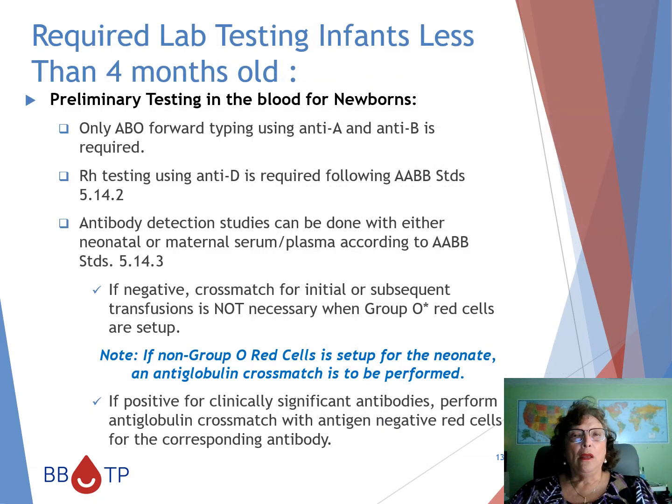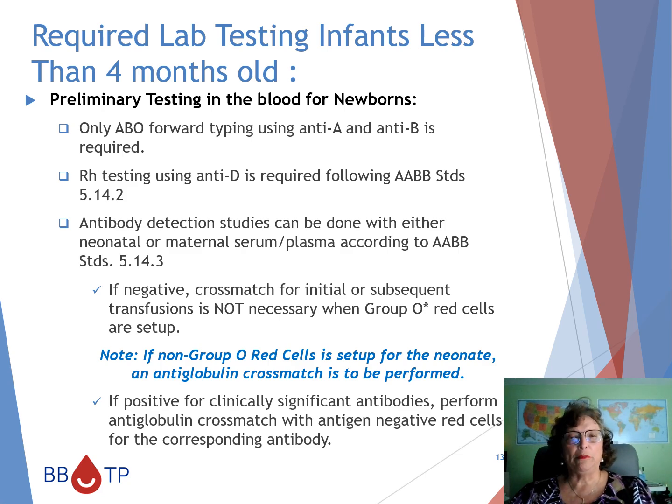In addition to looking at what type of blood product we should be giving and when, we also need to figure out what type of test is required. So for preliminary testing for a newborn, the first thing that is required is you need to do ABO forward typing using anti-A and anti-B as well as anti-D, following the AABB standards, which is listed here, as the required practice. In addition to that, you will do antibody detection. In some situations, you would use the neonatal serum or plasma, but if it's not available, you may use the maternal serum and plasma.